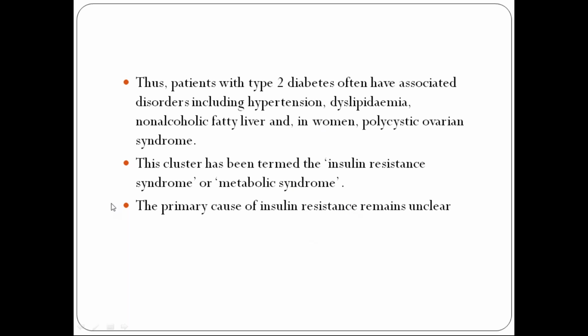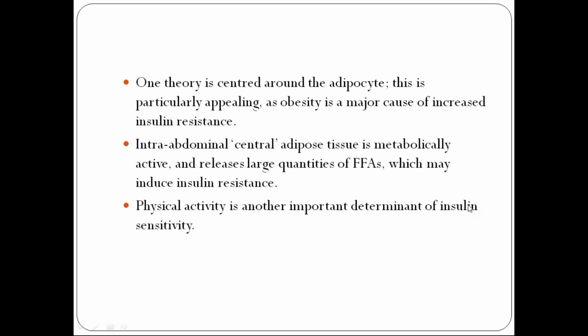What causes insulin resistance is unclear. One theory says that insulin resistance is usually caused by central obesity, that is, deposition of fat within the central abdomen. This is one of the major causes. Intra-abdominal adipose tissue is metabolically active and releases large quantities of free fatty acids, which may induce insulin resistance. This is according to this theory.